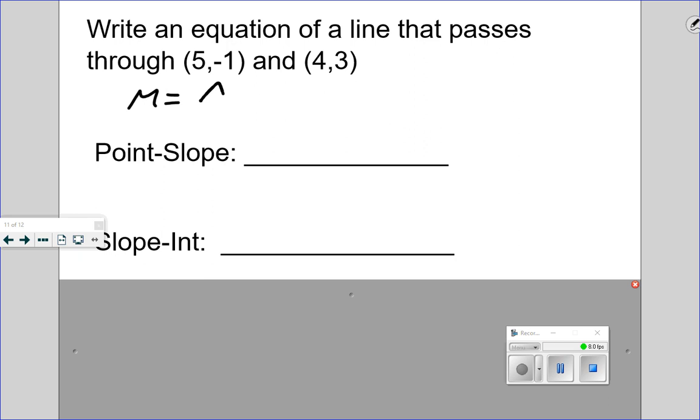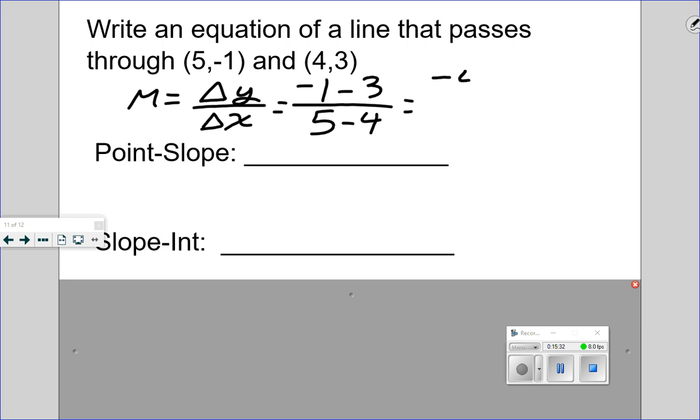Remember, slope is delta y, the difference in y, over delta x, the difference in x. So we take our y's and we subtract them: -1 minus 3. We take our x's and subtract them: 5 minus 4. That gives me a -4 over 1. So my slope is -4. That's all I really need to put it into point-slope form.